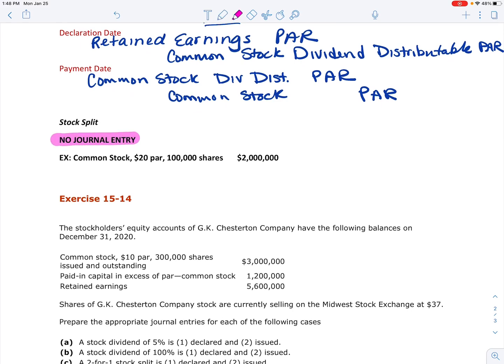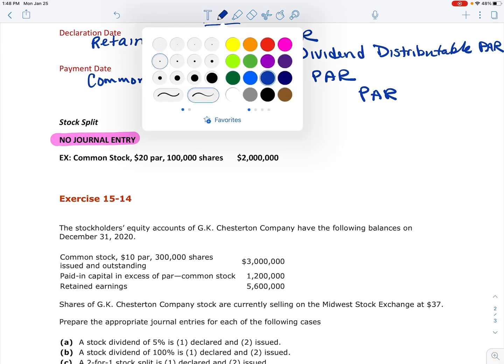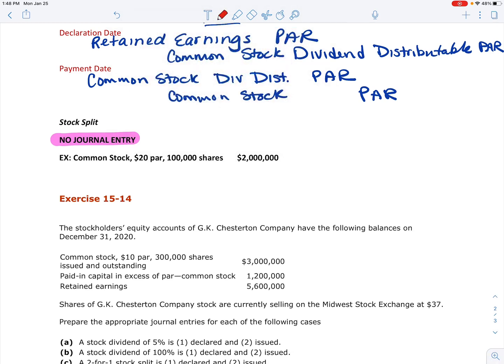With a stock split, the big thing to know is there's no journal entry. No journal entry required for a stock split, because all it is doing is changing the number of shares and the par value. We only record a journal entry if it has a financial impact to the company. This does not.